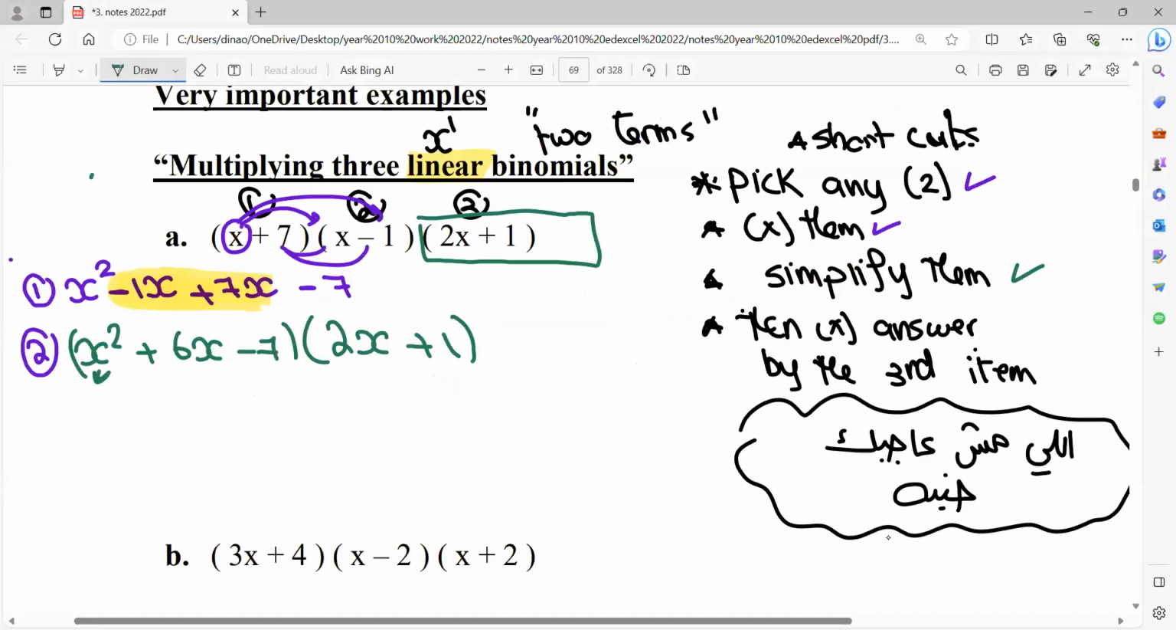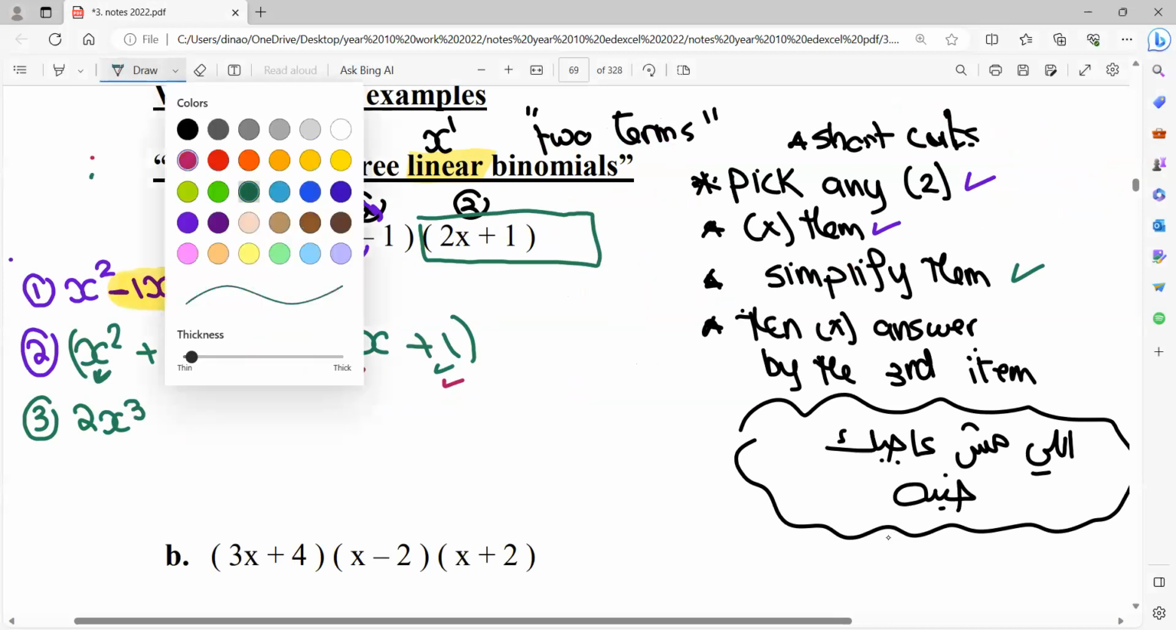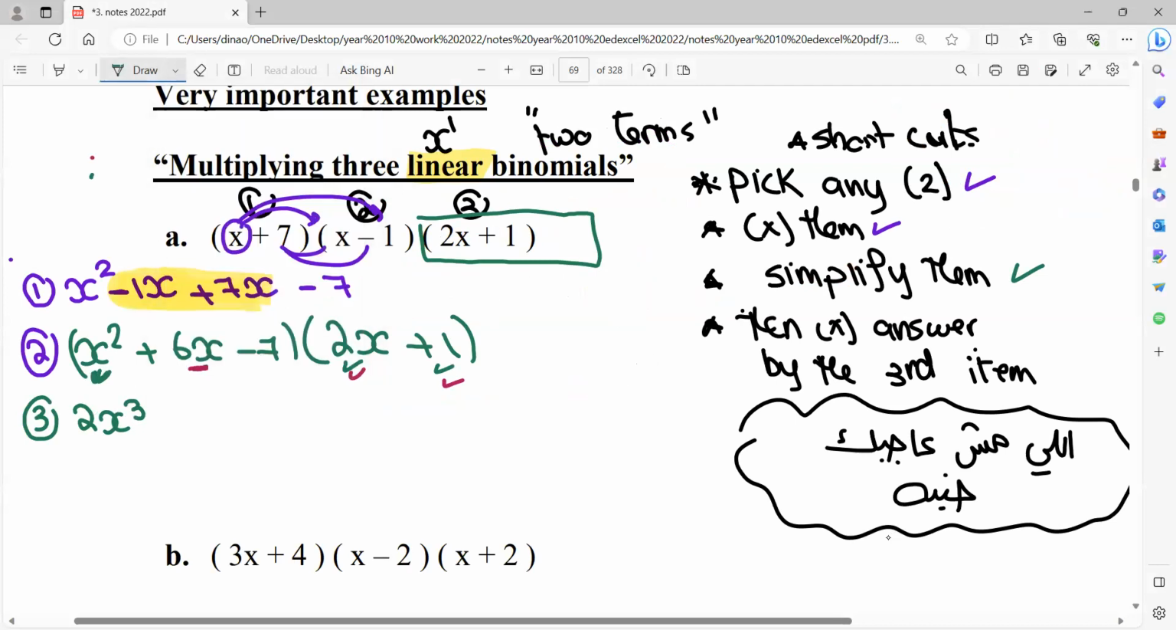So what will I do in this case? Take the first term, multiply here, multiply there. x power 2 times 2x is 2x power 3. And then take the second term, multiply here, multiply there. 6x times 2x is... I forgot something, I didn't complete it. Sorry, again. So take the first term, multiply here, multiply there. x power 2 times 2x is 2x power 3. x power 2 times 1 is 1x squared.